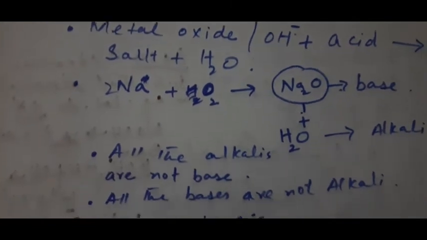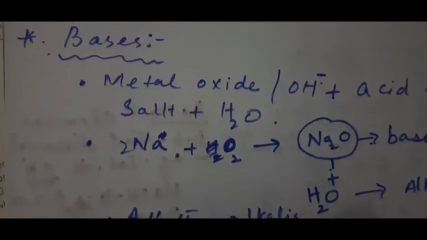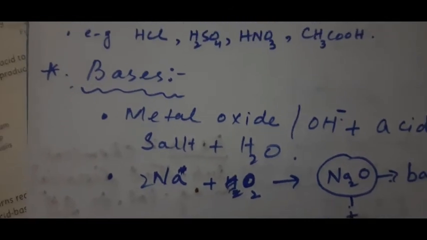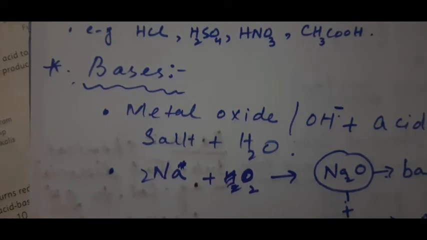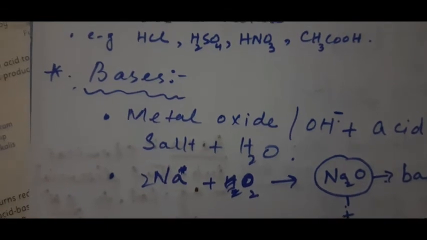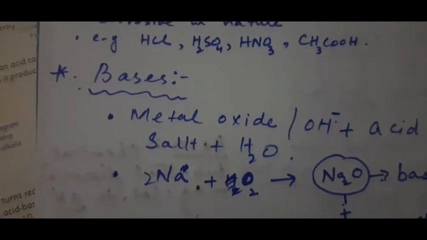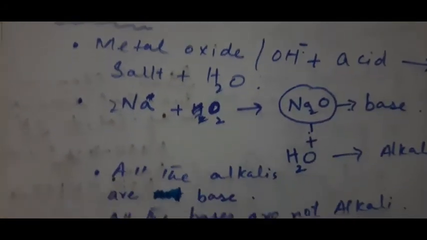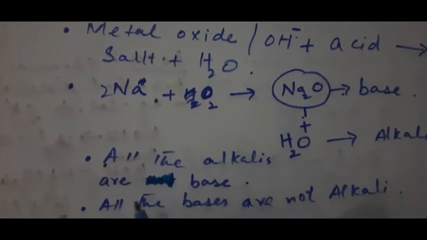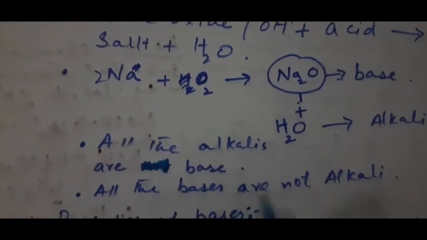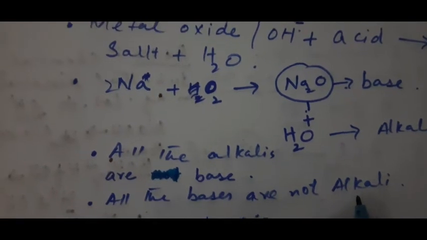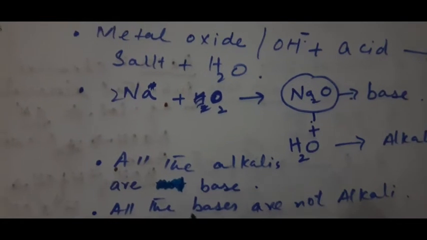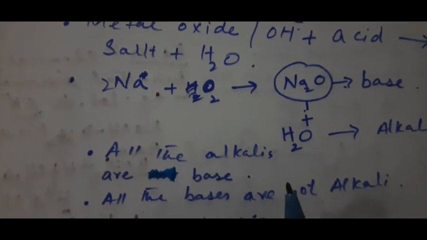Now we have to remember one statement: all the alkalis are bases. The alkalis which are formed were first bases. It means bases first dissolve in water. Look at this. All the alkalis are bases, but all the bases are not alkalis. Some are basic in nature, but they don't get dissolved in water and give us alkali.